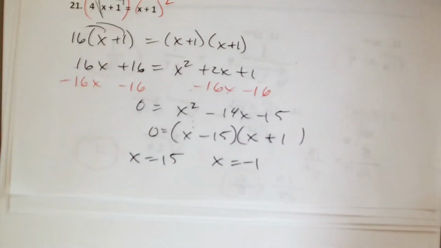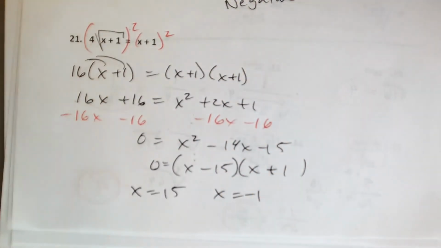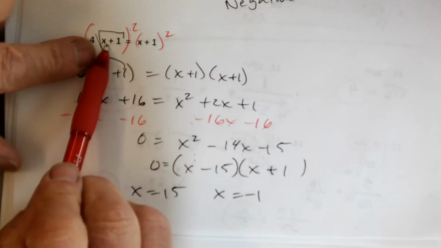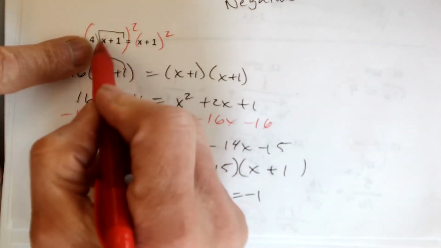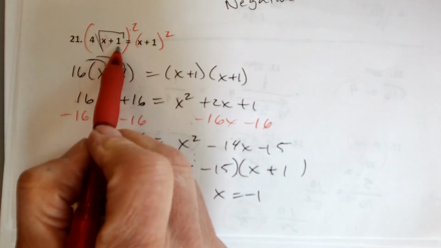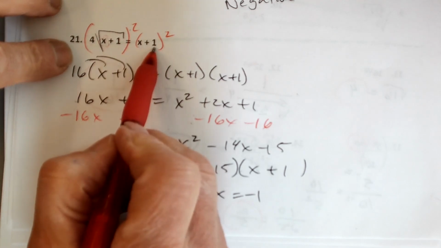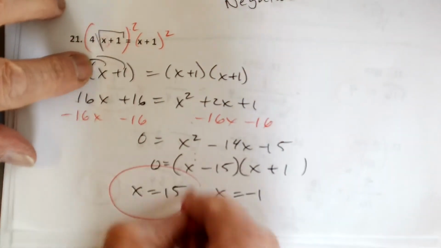Now the negative 1 scares me a little bit, but if I take a look at my original problem, I think the negative 1 is going to be okay. Put negative 1 right in for x. Negative 1 plus 1 is 0, and negative 1 plus 1 is 0. Okay, so I'm going to keep both answers.